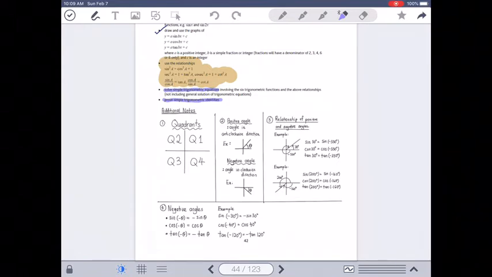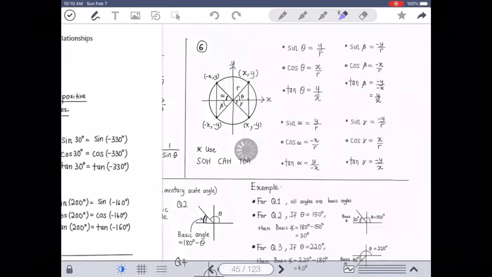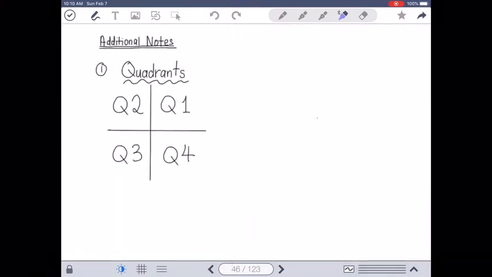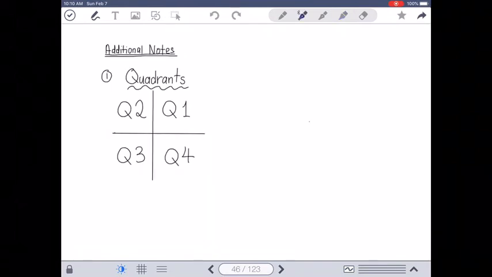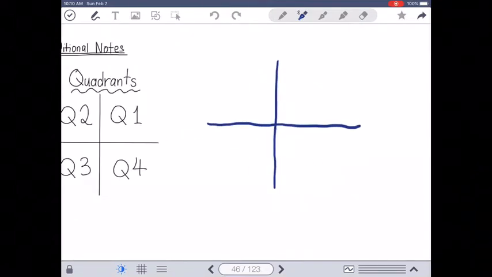All the basic properties, basic things that you need to know. Okay, we will start with the first one. There are a few things that you need to know. We start with the first one, which is the quadrants. So what is a quadrant? Basically, on a Cartesian plane, there will be 4 quadrants.